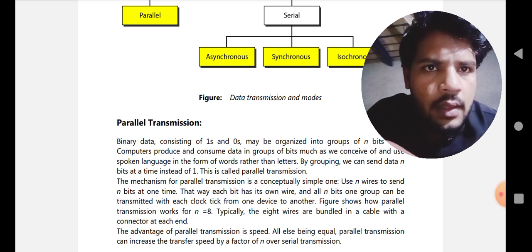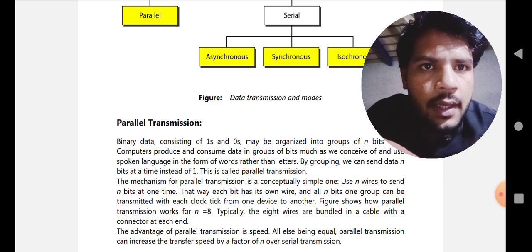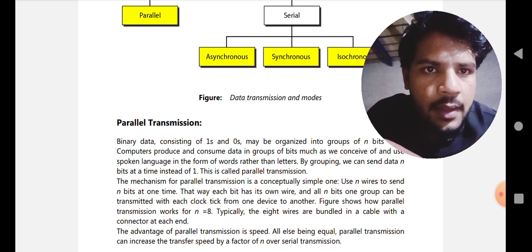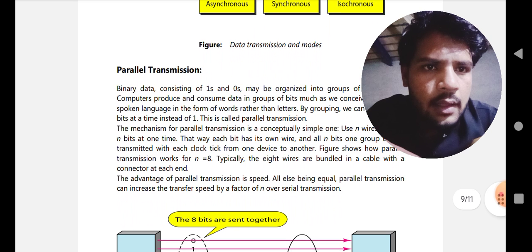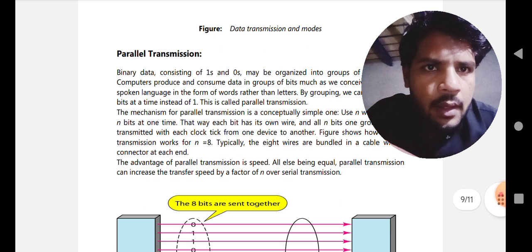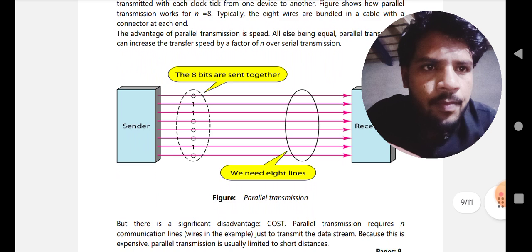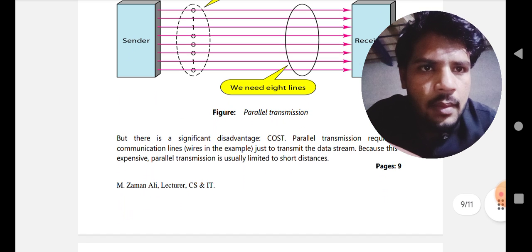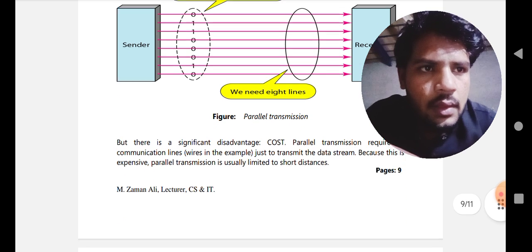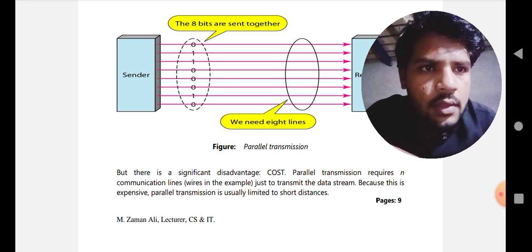So in this transmission, we send data in one way, not separately. So this is the advantage of parallel transmission. There are more details in parallel transmission. Here you can see this diagram, and the main disadvantage is that it is costly.